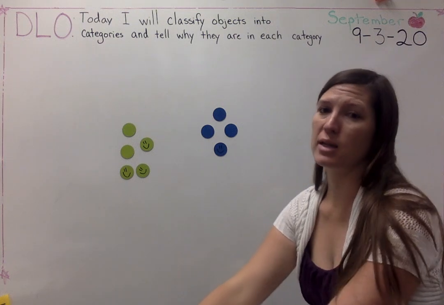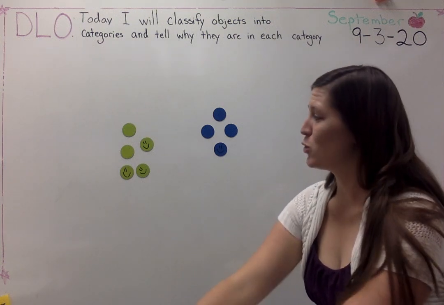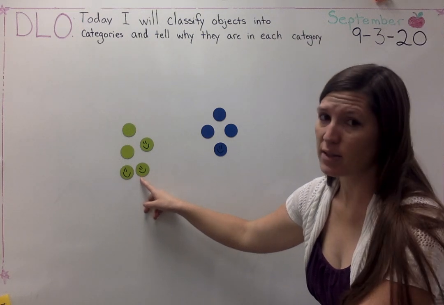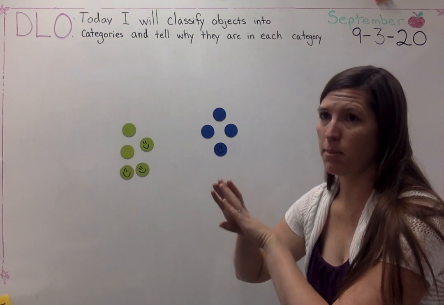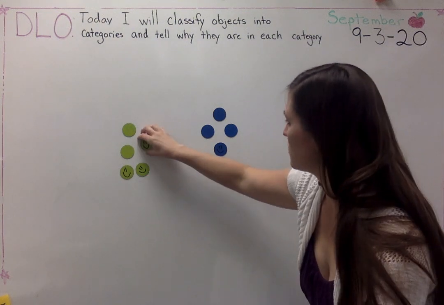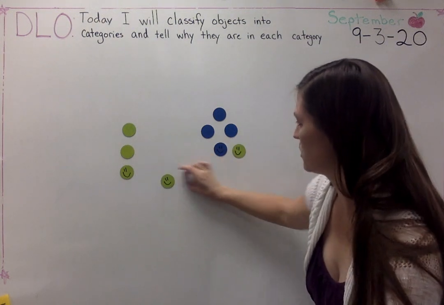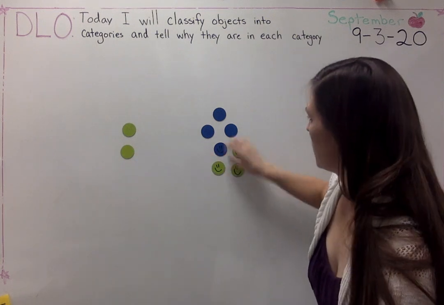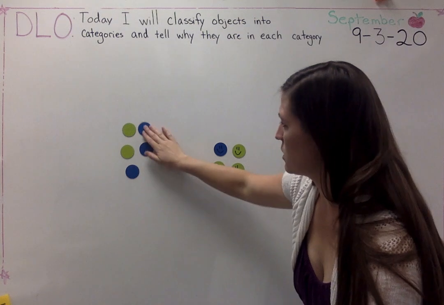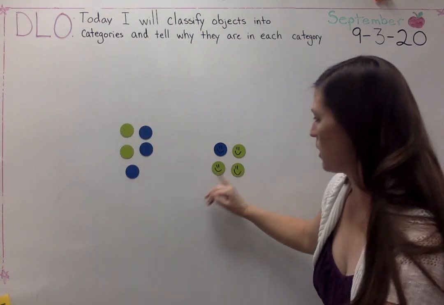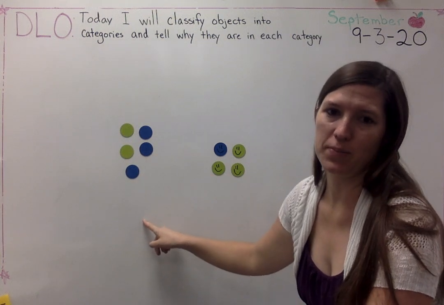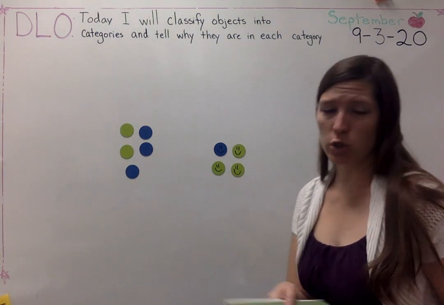There's another way I can classify them. Did you notice what I drew on the dots? I drew smiley faces. Now I'm going to sort them by plain circles and smiley face circles. I'll put my smiley faces over here, and I'll put my plain circles over here. I'm not classifying by color anymore. I'm classifying by happy faces and plain circles. So in your book, it'll be your turn.